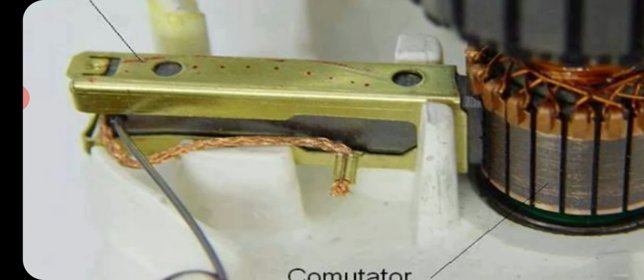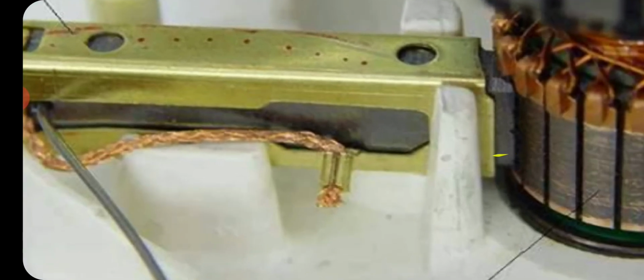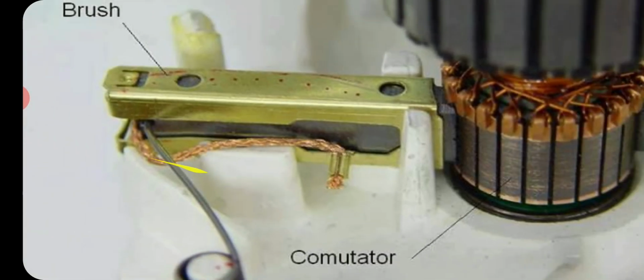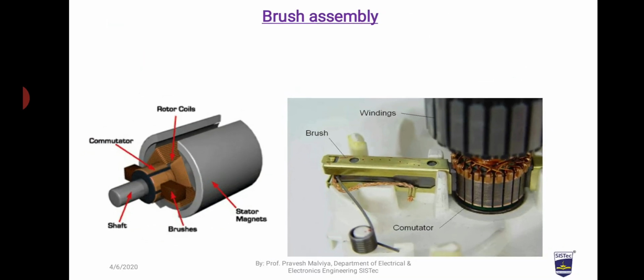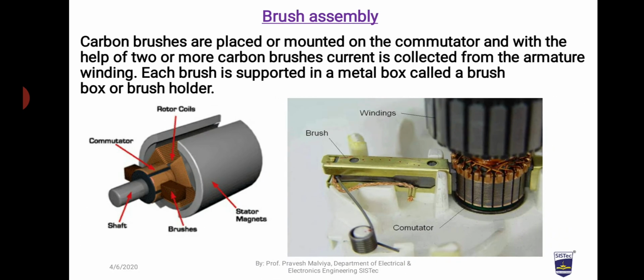This copper metal piece is the brush holder, and the black portion you see inside this holder is the brush. With the help of brushes, we can connect the rotating circuit to the external circuit, and we can extract or insert the supply to the rotating circuit.